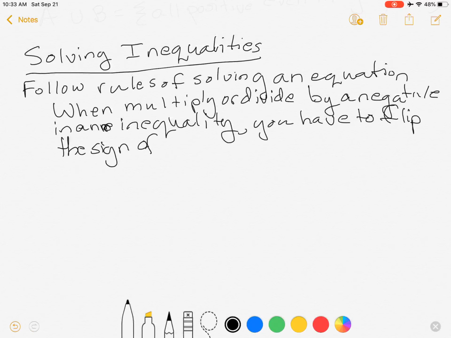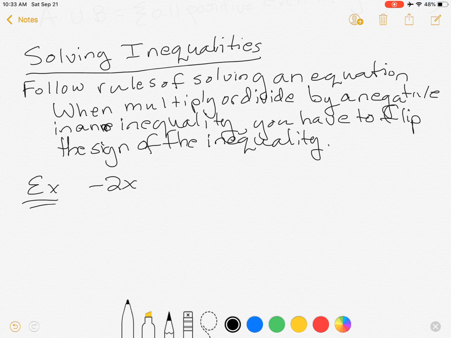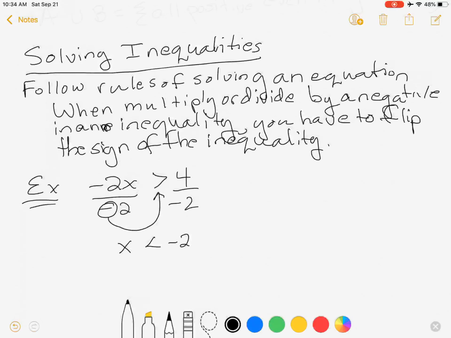Okay, so let me do a couple of examples. Okay, so if I have negative 2x greater than 4, I'm going to divide both sides by negative 2. But because I divided by a negative, I've got to remember to flip that inequality sign. So I'm going to have x less than negative 2.